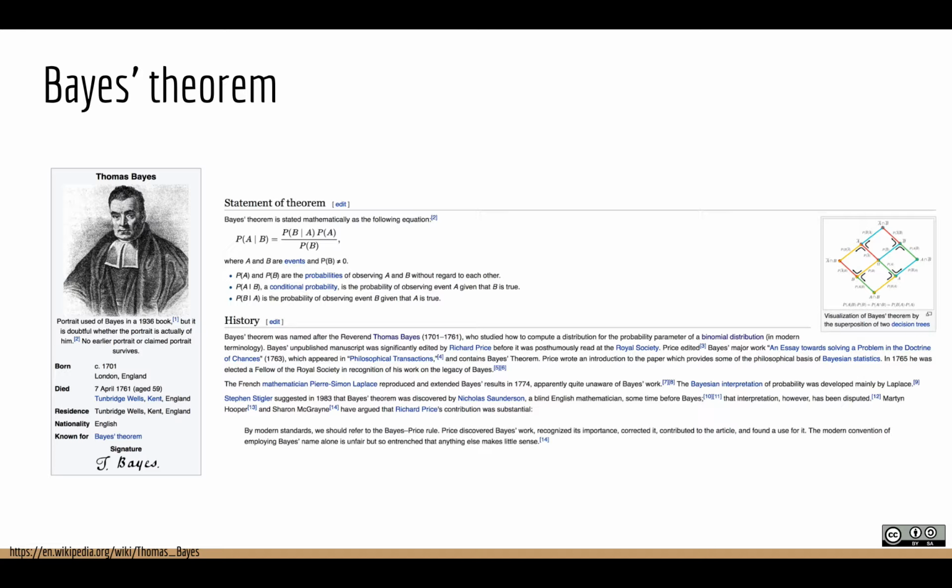All right, so Bayes theorem. I ripped this right from Wikipedia. You can read hundreds of pages about Bayes theorem. An example of using Bayes theorem is: given that it's sunny today, what's the probability that it's going to rain tomorrow or be sunny tomorrow?